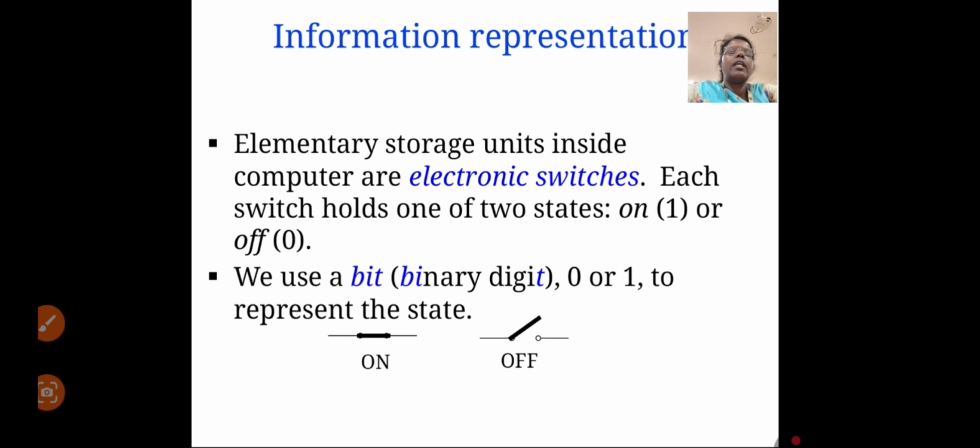So, when you consider electronic switches, these are the elementary storage units inside the computer, right? Each switch holds either logic 1 or logic 0. So, the switch can have only two states: the on state or the off state. Otherwise we can say it in this way: whenever the switch is open and there is no current flow in that path, the switch is in the off condition.